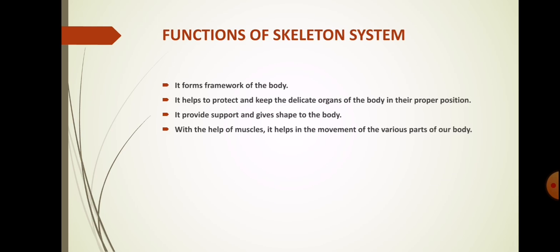Same way, the skeleton helps to protect and keep the delicate organs of the body. The skeleton system protects the delicate organs of our body and also keeps those delicate organs in their proper position. For example, the bony cage, which means the breastbone, ribs and backbone, our rib cage. This rib cage protects the heart and lungs, and the heart and lungs are fixed inside the rib cage.